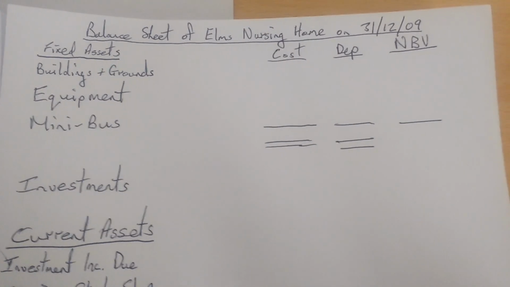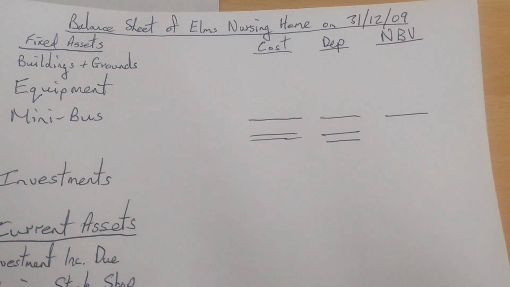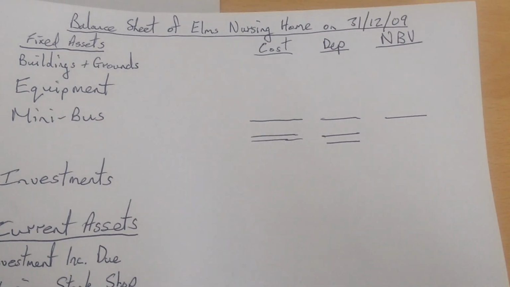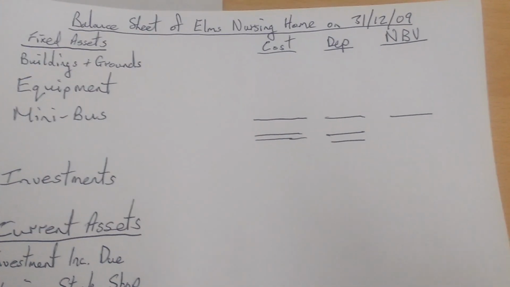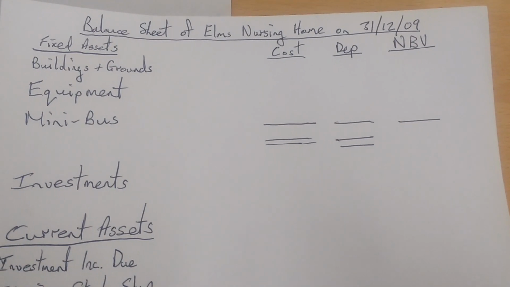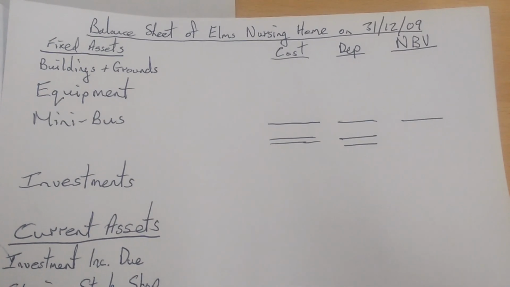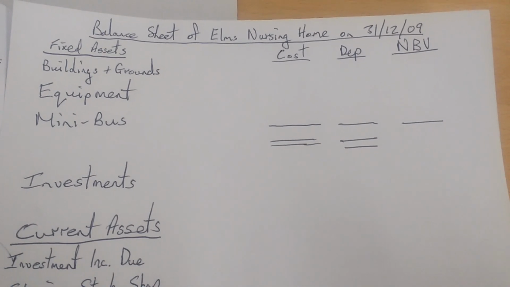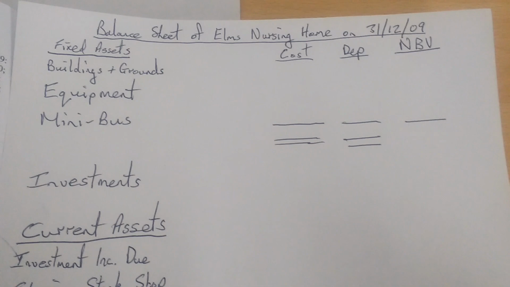So, first thing, heading: balance sheet of Elms Nursing Home on the 31st of the 12th, or as at the 31st of the 12th, if you prefer, 09. It's important to get that right. There's often a mark going for it. Then our fixed assets, cost, depreciation, net book value, and you'll need 3 columns for this in total.